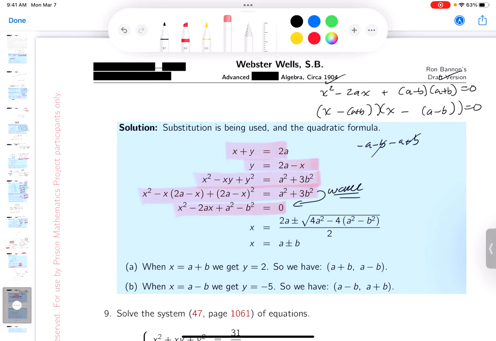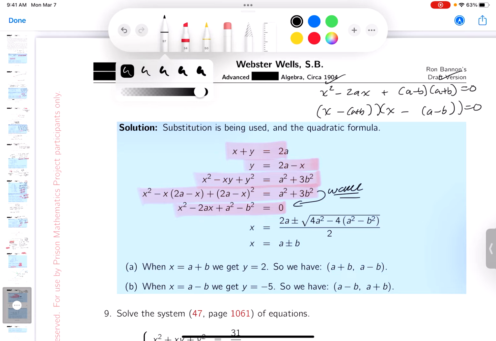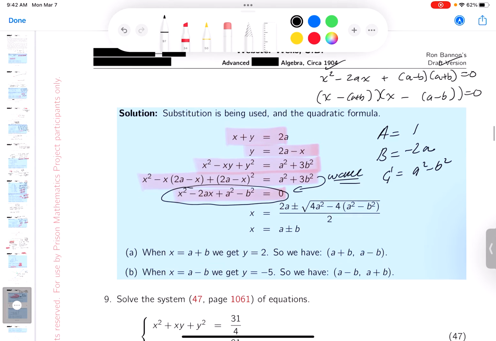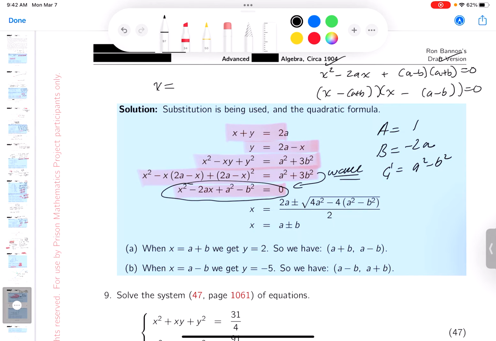So I'm going to say factoring actually works better than the quadratic formula, but I realize a lot of students are going to go to quadratic formula because they're a little bit nervous about the problem. There's nothing wrong with that. If you're going to use quadratic formula, though, on this over here, you need to identify the big A, which is going to be 1, the big B, which is minus 2 little a, and the C is actually a squared minus b squared. And you're going to plug it into the quadratic formula. And if you do that, you'll get the same answer that we're getting by factoring, which is x equals a plus b, or x equals, let's see, a minus b.